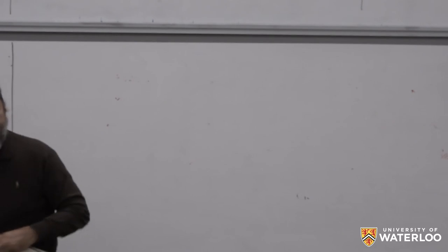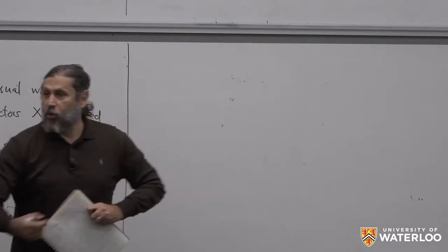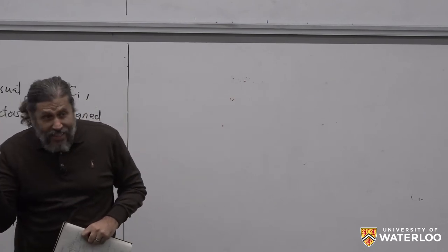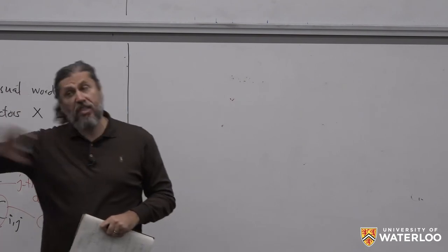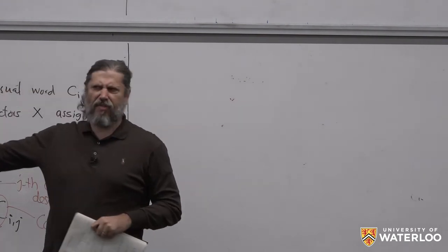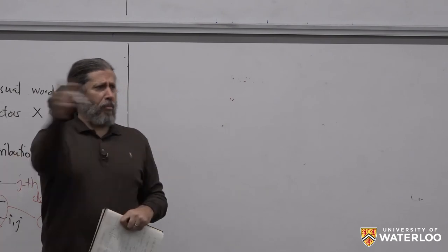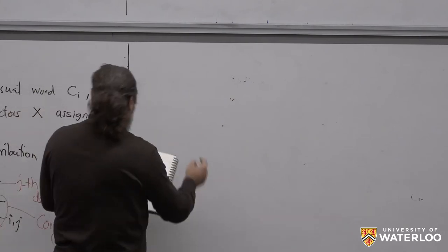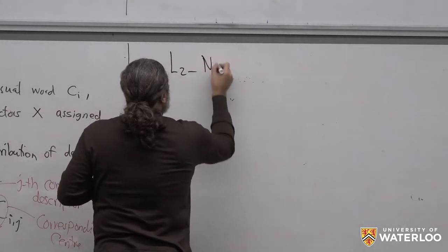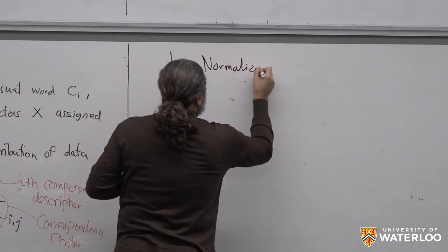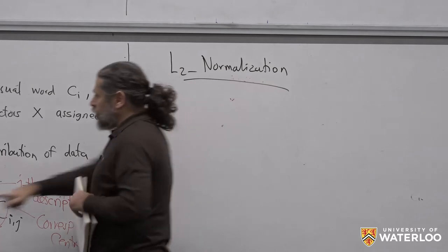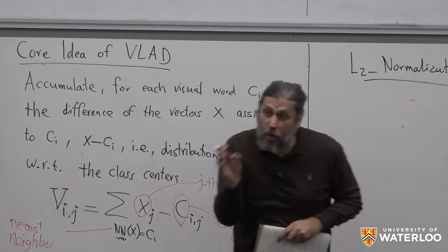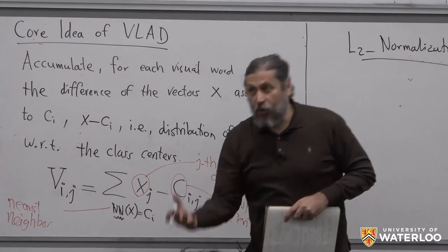Which is one of those secrets that nobody tells us: your data has to be normalized. If things are not normalized, it will take a lot more time, even for the deepest network, to figure it out. Not just VLAD, with my humble sum of xi minus ci, but even for really sophisticated things. So we do an L2 normalization. So these are my vectors that I now use in my dictionary. But before I put them in the dictionary, I normalize them.